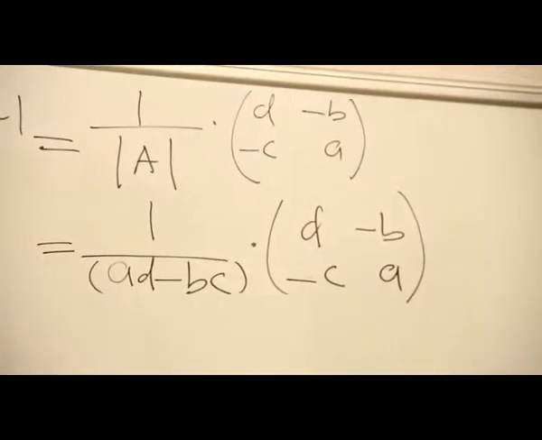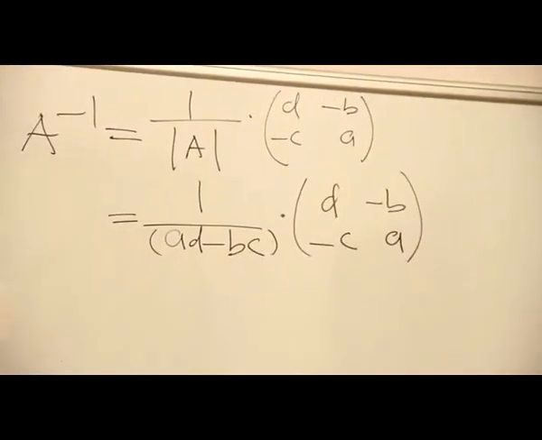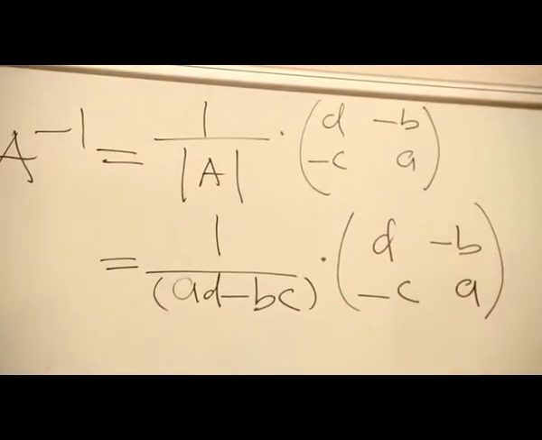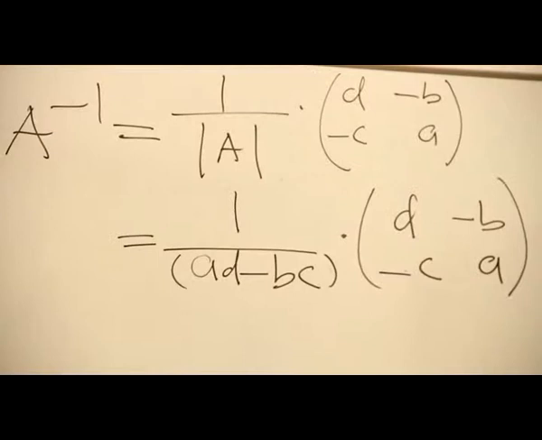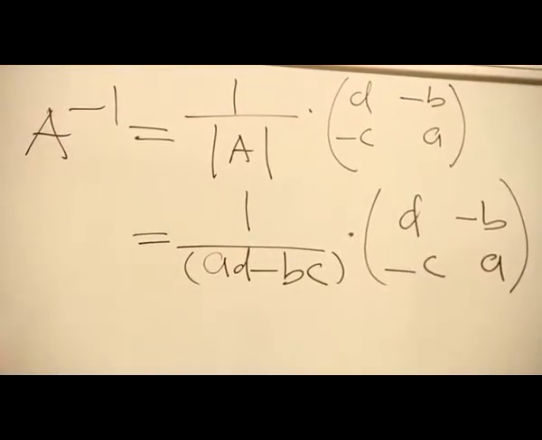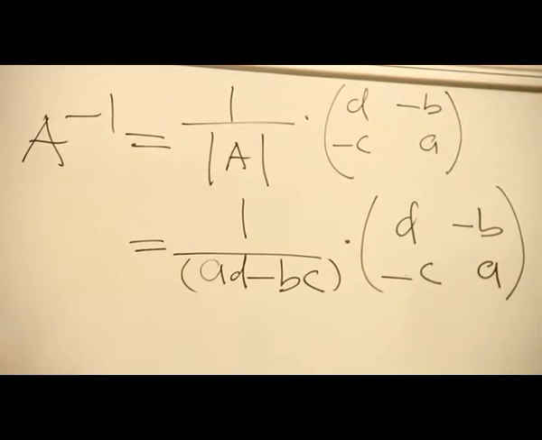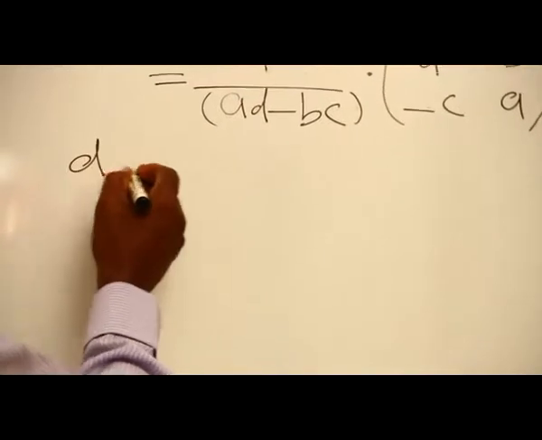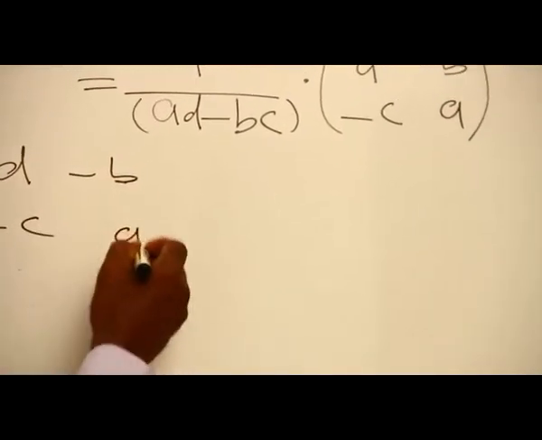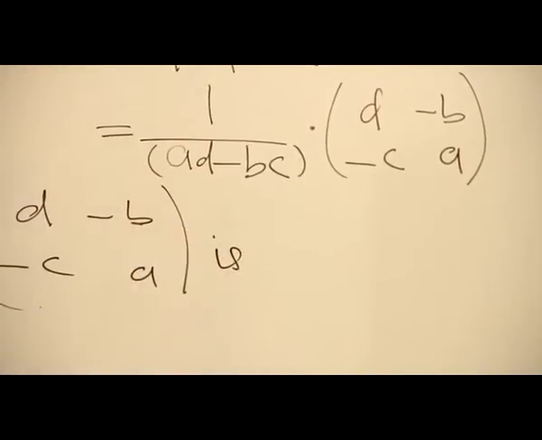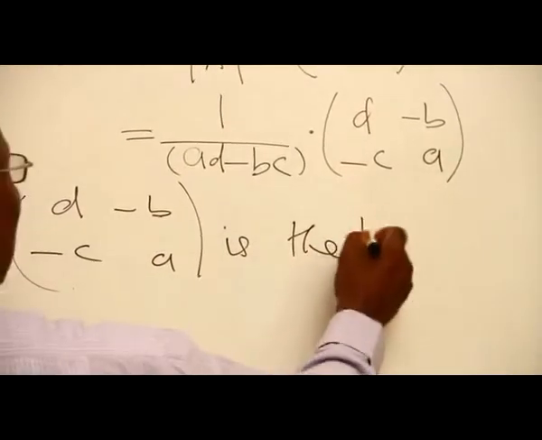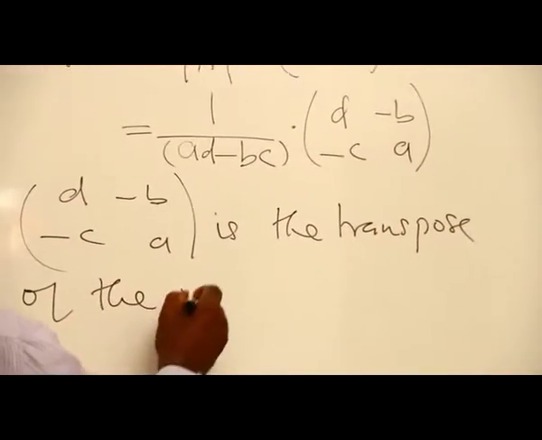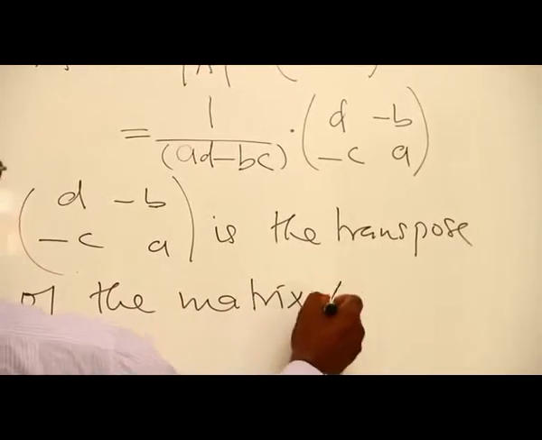As a matter of fact, we will realize later that this element here is the transpose of the matrix A. So we see that our D, minus B, minus C, A is the transpose of the matrix A.